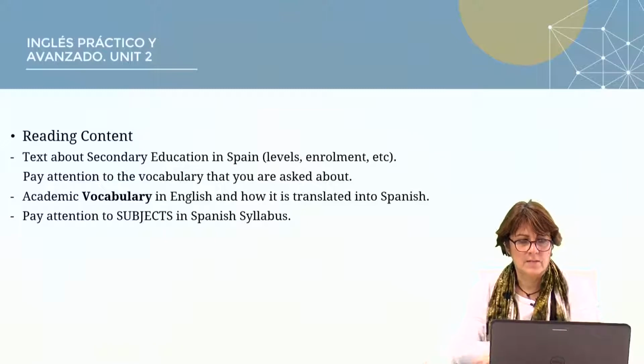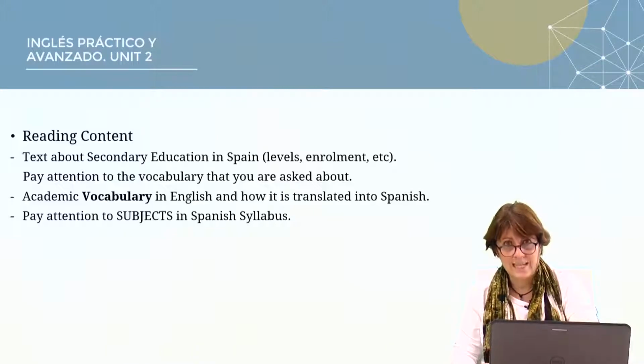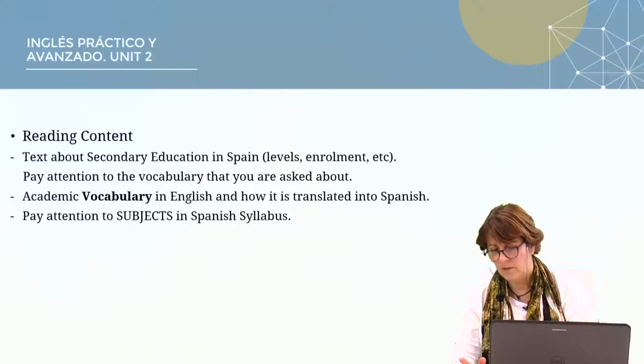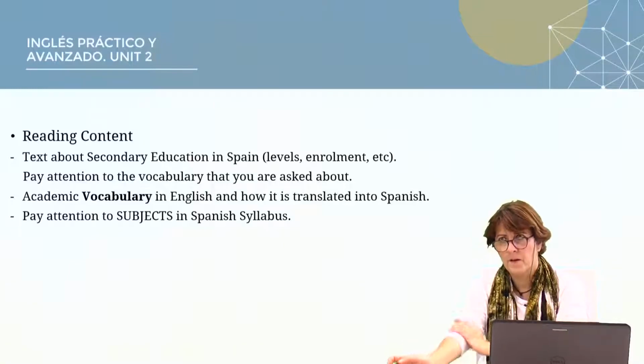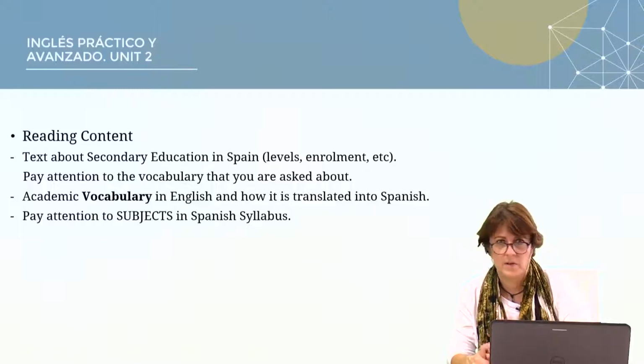Okay, in this unit, what you have, as I told you in Unit 1, is secondary education, but in Spain. This was a text taken from a website for foreign students who want to come here to study in Spain. So it's very easy. The meaning and the content is very easy, especially if you are Spanish and you have been studying here, because they are going to speak about the levels of secondary education in private schools, public schools, and in a subsidized school, that is concertada. The enrollment, so it is a method of matriculación in Spain, etc.